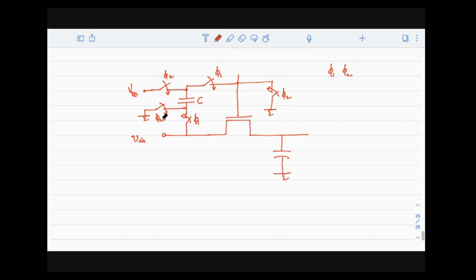This way of adding all these switches together, we call this a bootstrapped sampling switch. Otherwise, we call this a gate boosted sampling switch. So I have simply presented the idea.